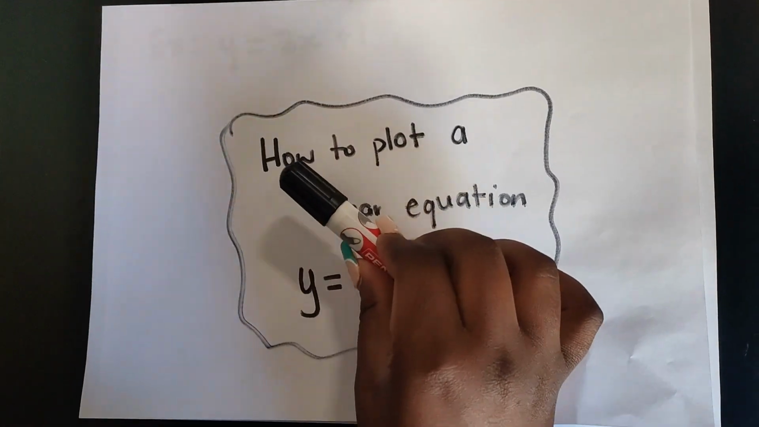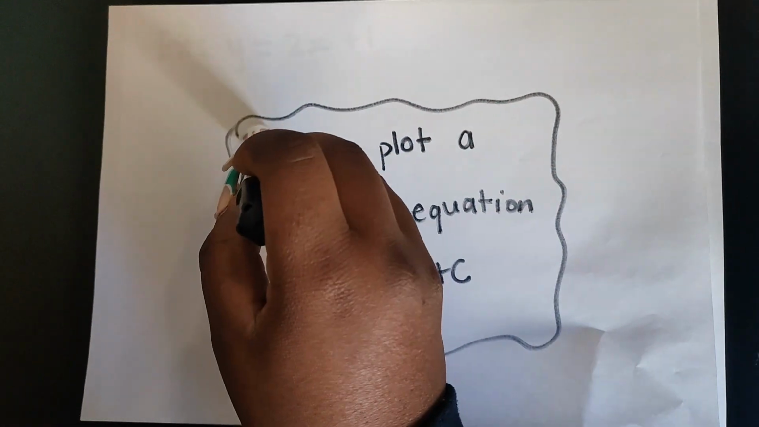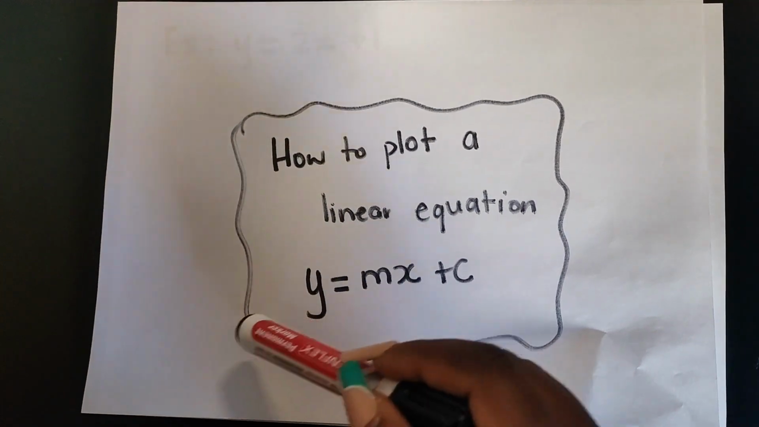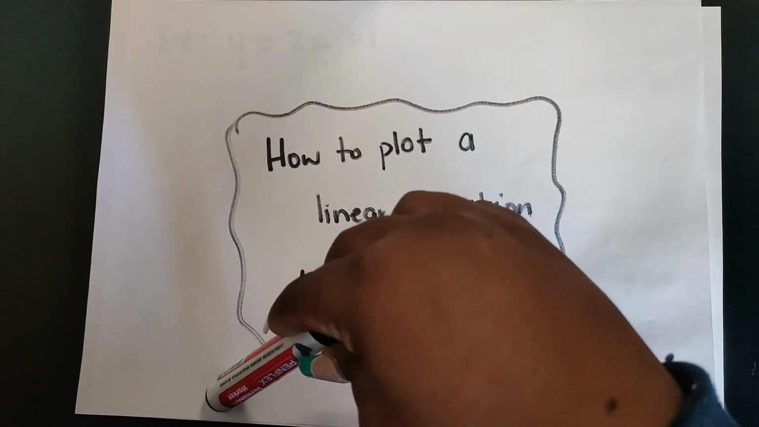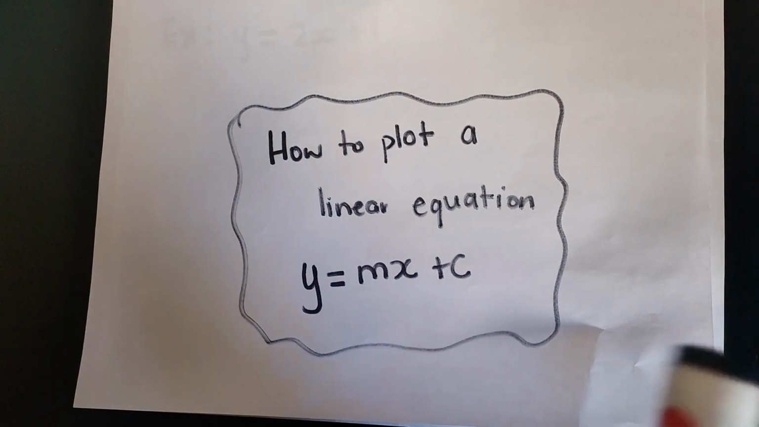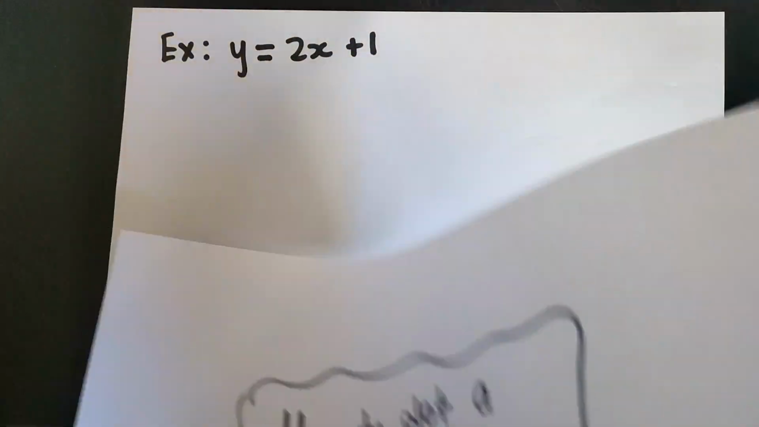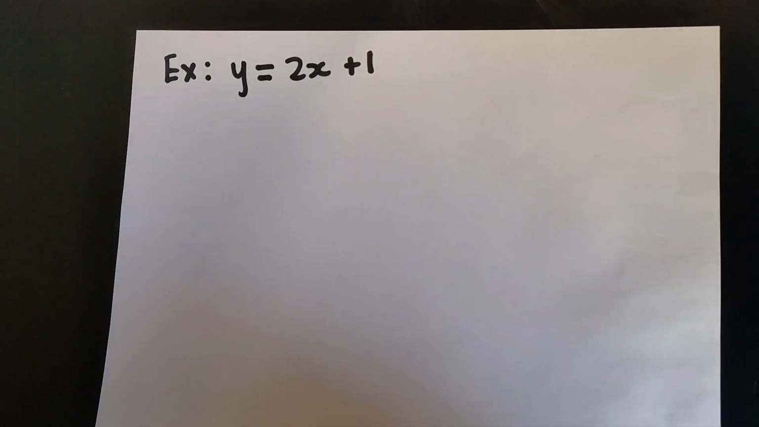It is usually negative if your graph goes downward from left to right, but it's increasing if your m is positive, so it goes upwards from the bottom left. And then your c is your y-intercept. So I'm just going to do the first example.